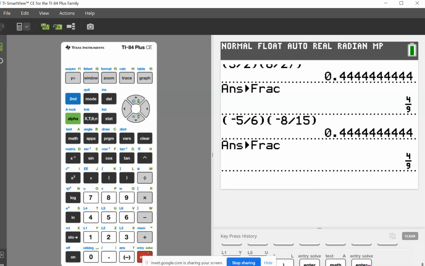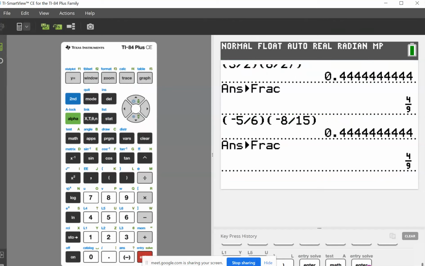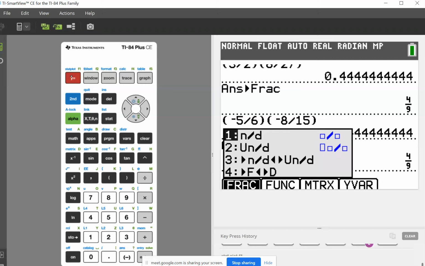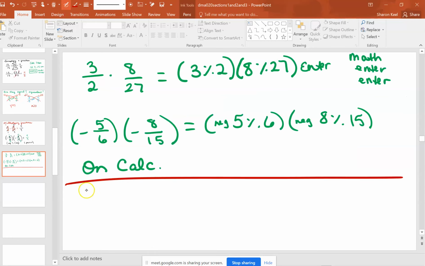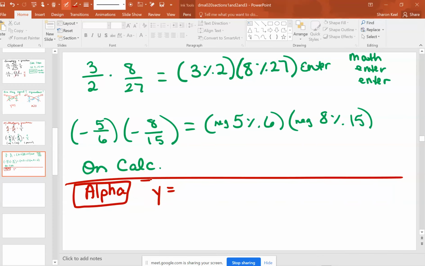Let me show you another way that you can type in a fraction. Another way that you can type in fractions on the calculator would be, okay, press alpha. Does everybody see their alpha key? You're going to press alpha and then y equals, and you hopefully will see this box come up, okay? So let me write that down. Alpha, and then you press y equals. Alpha y equals. And then you're going to choose either of these.